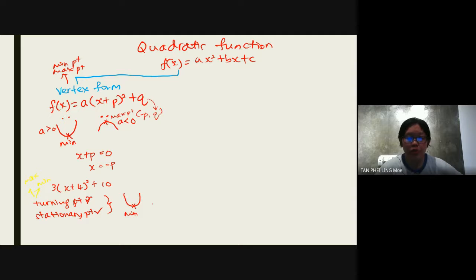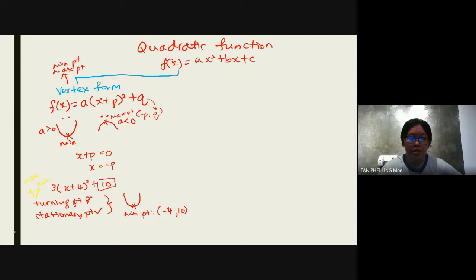Okay, so your minimum point you will write in this way. You take it straight from here. So you write minimum point is, what do you have here? x plus p equals 0. So x plus 4 equals 0, x is negative 4. Just flip the sign. Then this one, what do you have last? 10. So just write down 10.